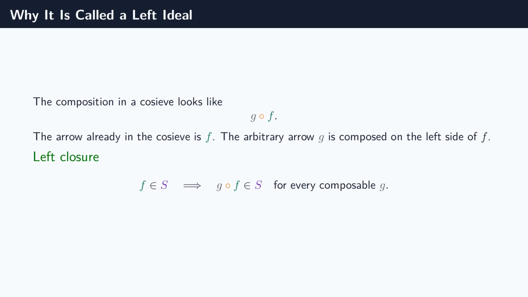Why is it called a left ideal? In the composite G after F, the new arbitrary arrow G is placed on the left side of F. The arrow F is already in the cosieve, and we close under composing another arrow after it. So the left side of the notation is where the new piece appears.